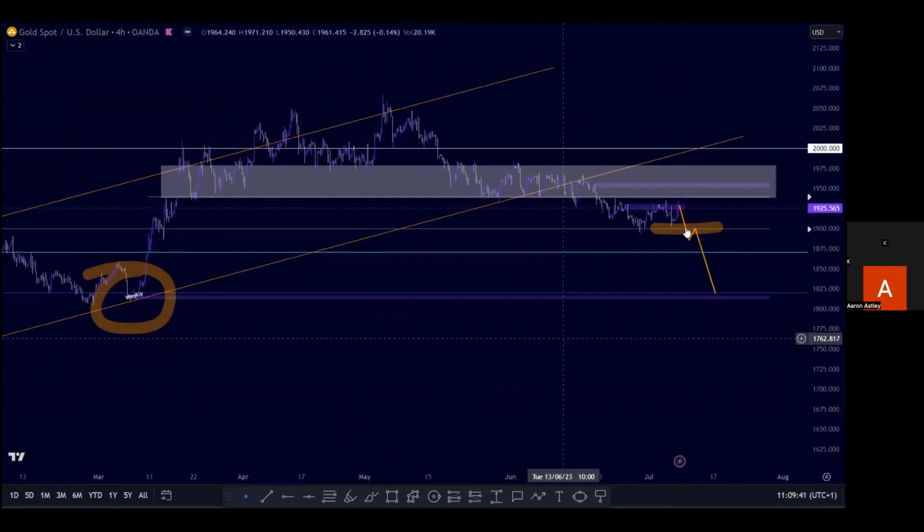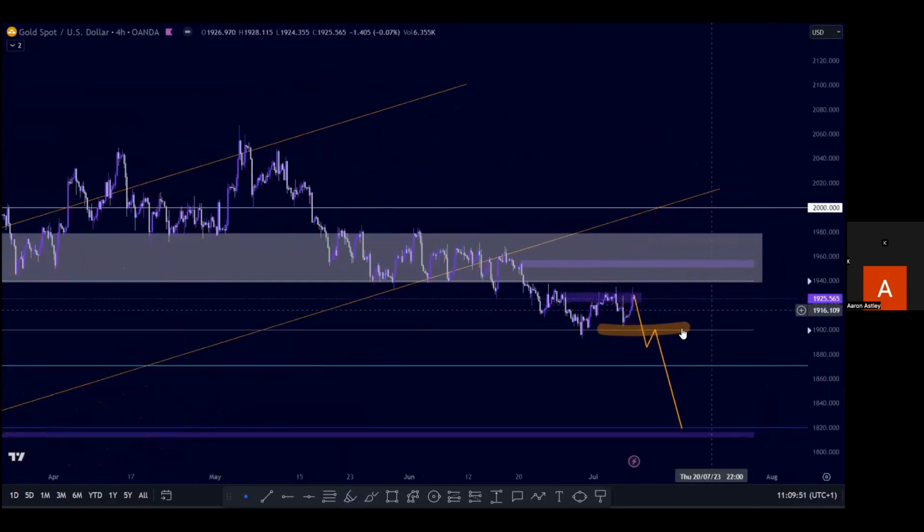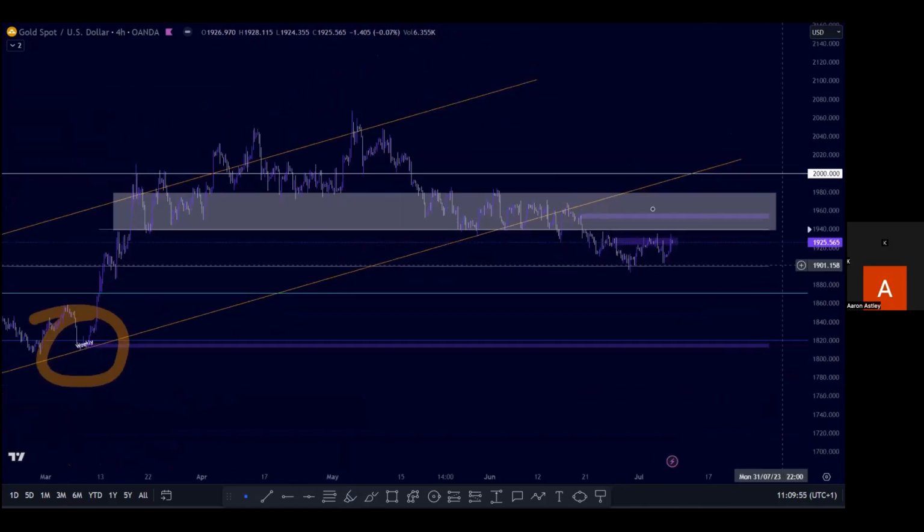So that's what I'll be waiting for on gold. I'll be waiting for a break and retest of the 1900 area to take sells down into here. Other than that, guys, I won't be looking much at gold. I'm obviously waiting for all this consolidation to break and the indecision to break.